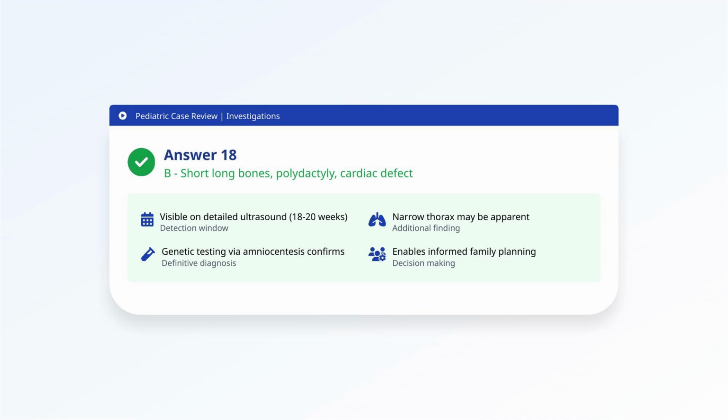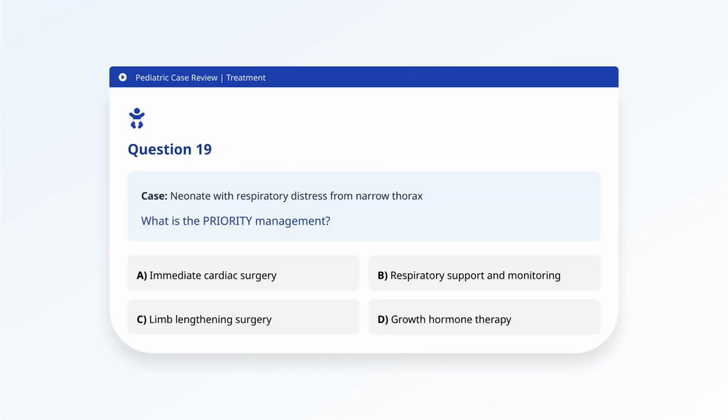These features become visible on detailed ultrasound at 18 to 20 weeks gestation. A narrow thorax may also be apparent. Genetic testing via amniocentesis or chorionic villus sampling can confirm the diagnosis, enabling informed family planning decisions. A neonate with Ellis Van Creveld Syndrome presents with respiratory distress secondary to narrow thorax.